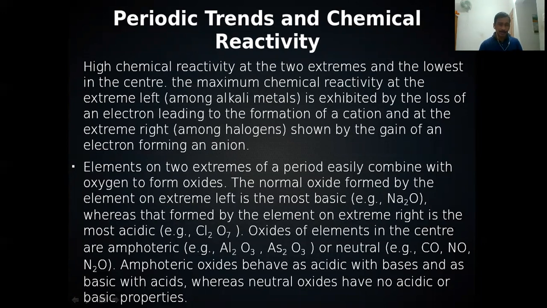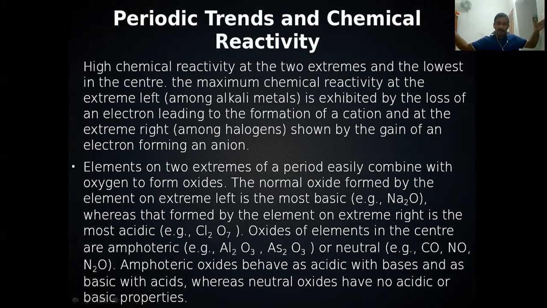Now the last point, periodic trends in chemical reactivity. Not only in chemical properties, but also in chemical reactivity, there is periodic trend. In short, the elements in the extreme left of the periodic table, that is alkali metals, are highly reactive. Similarly, elements in the extreme right of the periodic table, halogens, are also highly reactive. Noble gases are not reactive because they have completely filled configuration. Except noble gases, halogens are highly reactive.